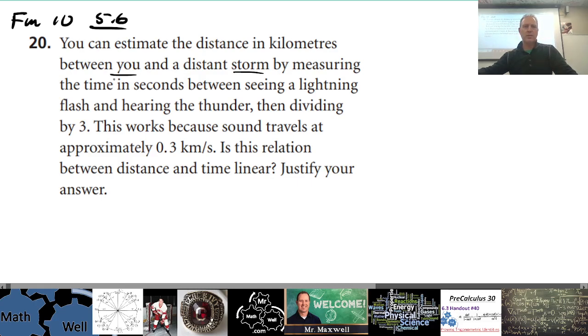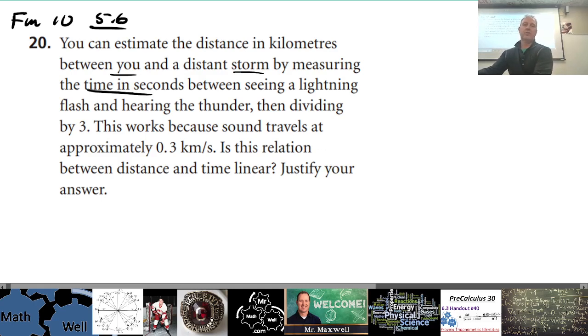Well, you take the time in seconds between seeing a lightning flash and hearing the thunder, then divide by 3. So you take the time and you divide it by 3. The time divided by 3. This works because sound travels at approximately 0.3 kilometers per second. So is this relation between distance and time linear?